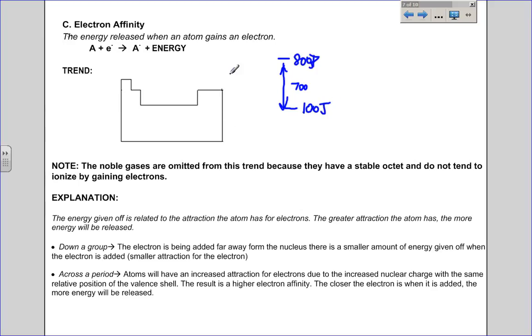Now, when you look at the periodic table for this trend, you can see that the noble gases have not been included. And that's because they don't tend to gain electrons. For this trend, the electron affinity is going to decrease as we go down the group, and it's going to increase as we go across a period.